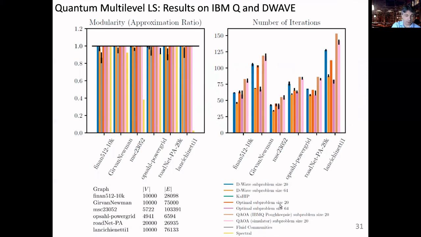Unfortunately, at the time of writing the paper, we were not able to move to the size of 64, right? So we used the real IBM Q device with QAOA, and we used the QAOA simulator for size 20, and we compared it with the spectral approach and with fluid communities. So you can see that in both cases, in the D-Wave case and in QAOA applied on the IBM Q device, we can reach the best known solution. And here we can see the number of iterations, the number of calls required for these devices, that they're not large at all, and they're comparable with the classical multi-level calls.